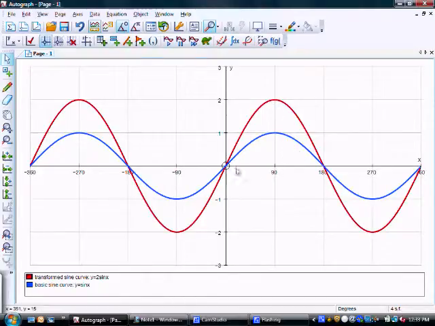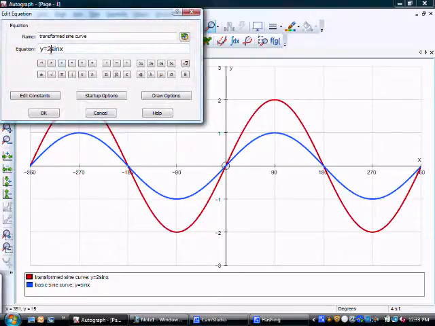You can see that it has not affected anything else. It hasn't affected the period, that's still 360. And the principal axis is still the same. There's still this symmetry around the x-axis. So the coefficient of sine x basically is the amplitude. Now let's have a look at the other parts.